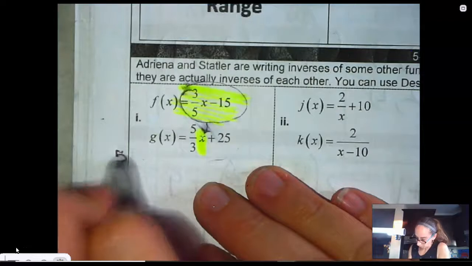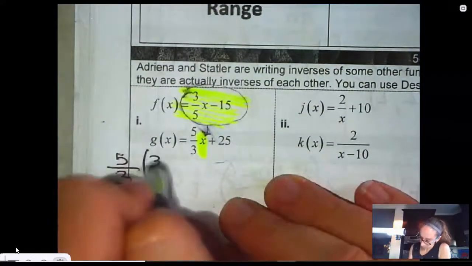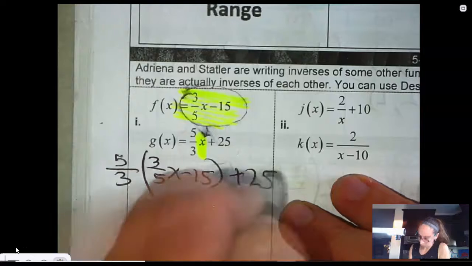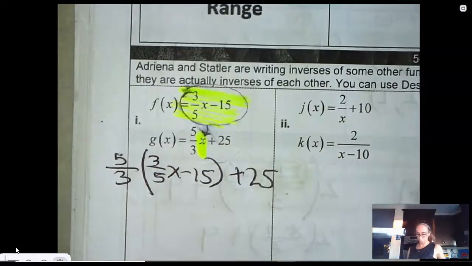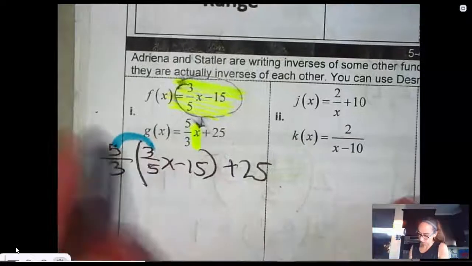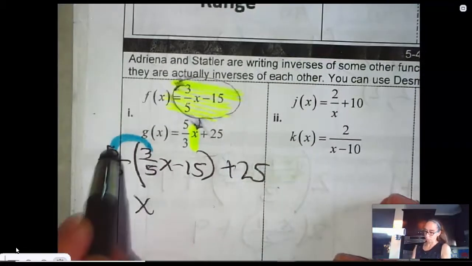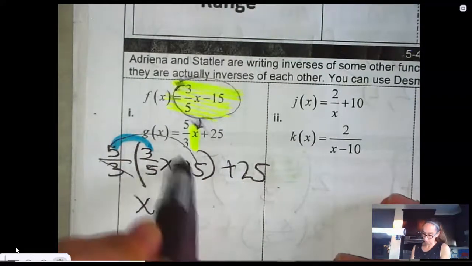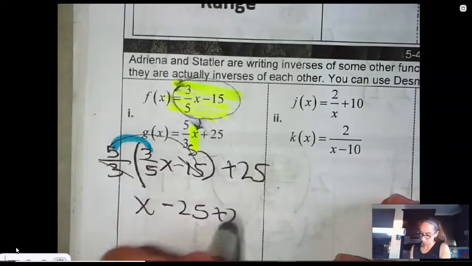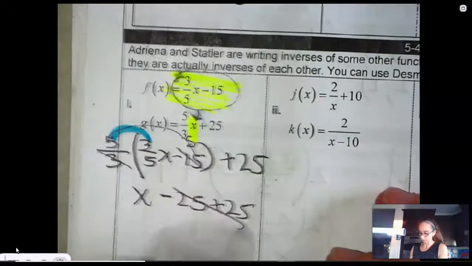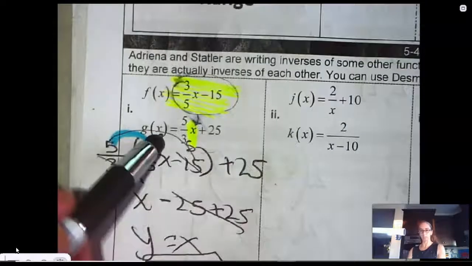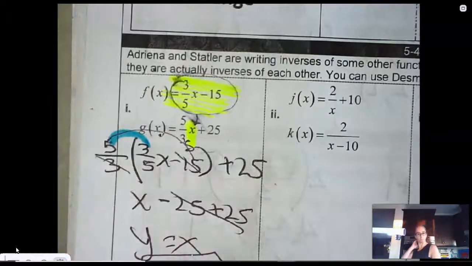So I will go 5/3 times 3/5 x minus 15 plus 25. When I distribute this to this, cancel, cancel, cancel, cancel, x. When I do this, 3 goes into 15 5 times, and 5 times 5 is 25. That cancels. Y equals x. Yes, this is the inverse of this.